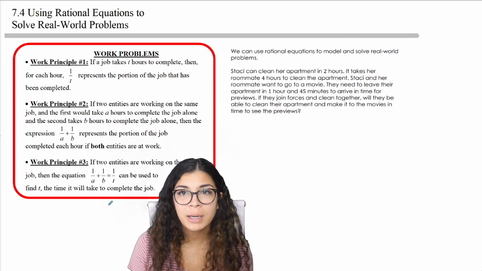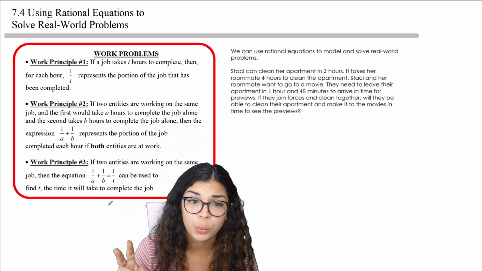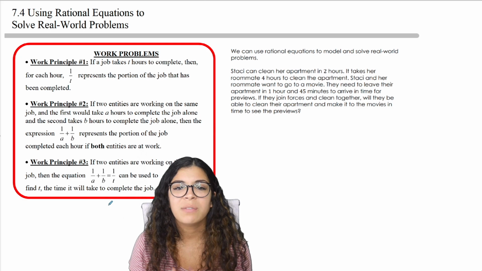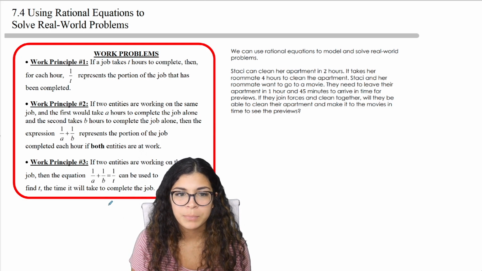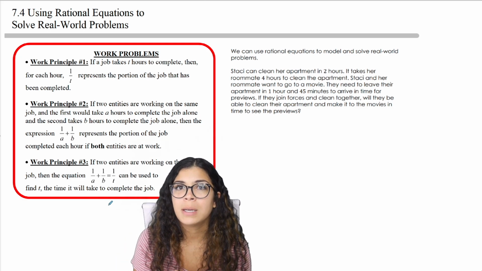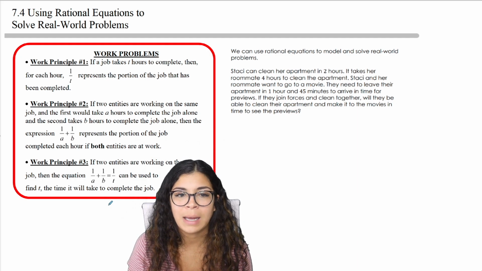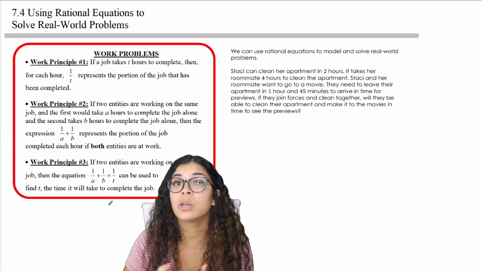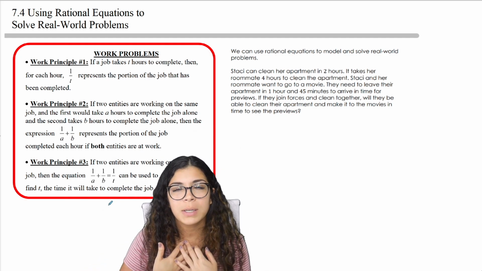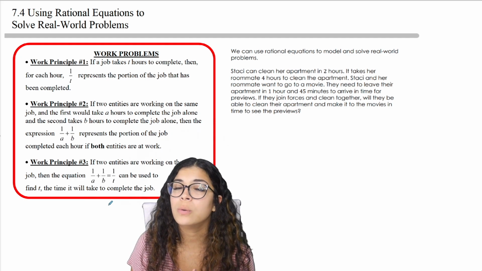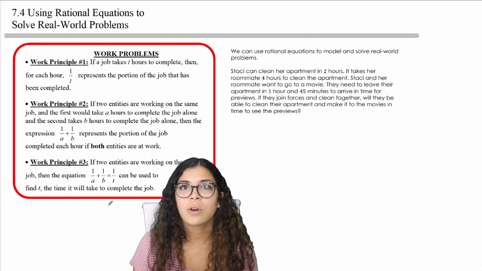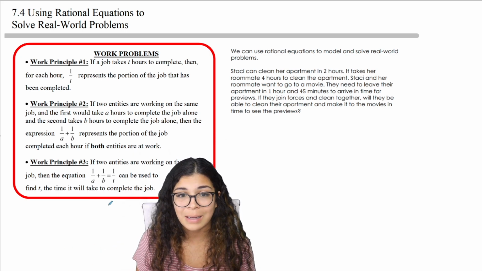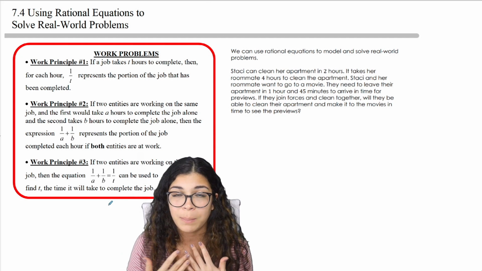Now, elaborating on that, let's look at work principle number 2, okay? If two entities, and let's just call the entities people, are working on the same job, and it takes the first person A amount of hours to complete that job, and the second person B amount of hours to complete the job, if they were to do it alone, okay? So let's say if I'm cleaning my room alone and it takes me 2 hours, but my sister, it takes her 4 hours if she was doing the same exact job by herself, okay? Not together, by ourselves.